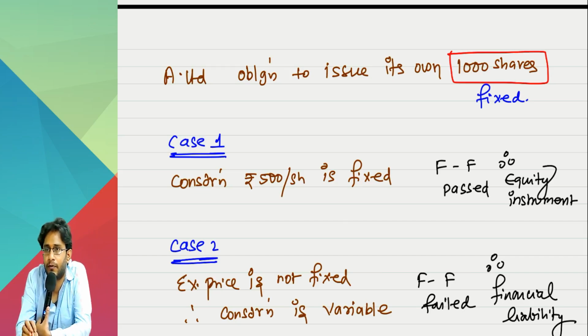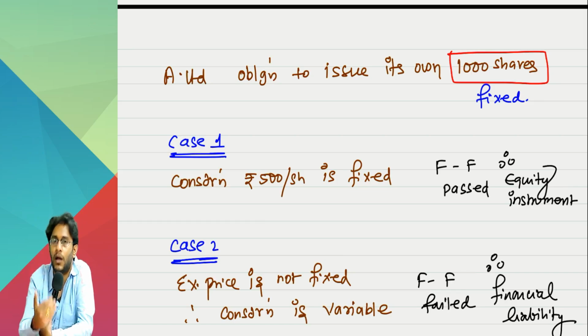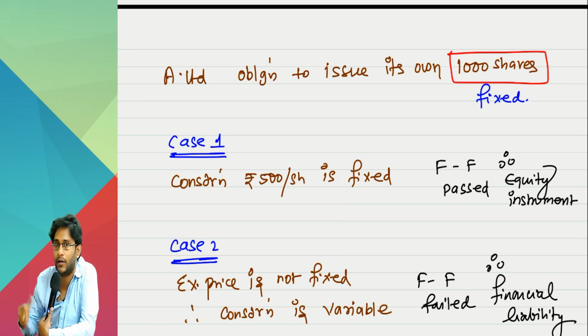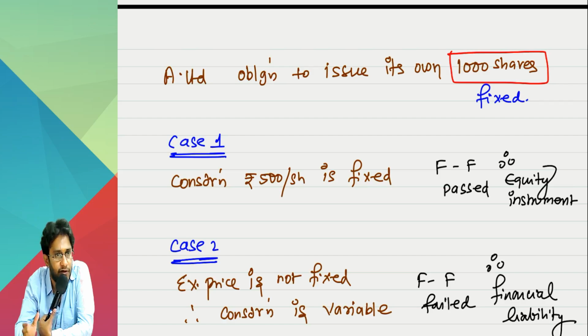Sir, did you understand? All you have to see is the simple F2F test. Consideration already received, anyway fixed consideration. Consideration yet to be received, you should be careful. And the consideration that you have given, that should be the number of shares. Number of shares should be fixed in number. If number of shares is variable, it automatically becomes a financial liability. What I want you to link is derivative classified as equity instrument, case 1. In the previous discussion, derivative is scoped out of Ind AS 109. Case 2 here, you can see derivative classified as financial liability.